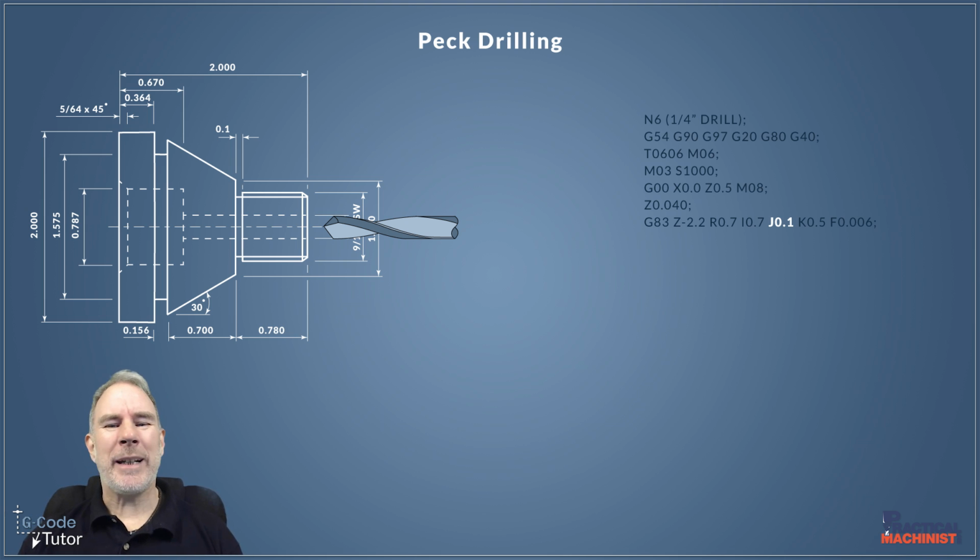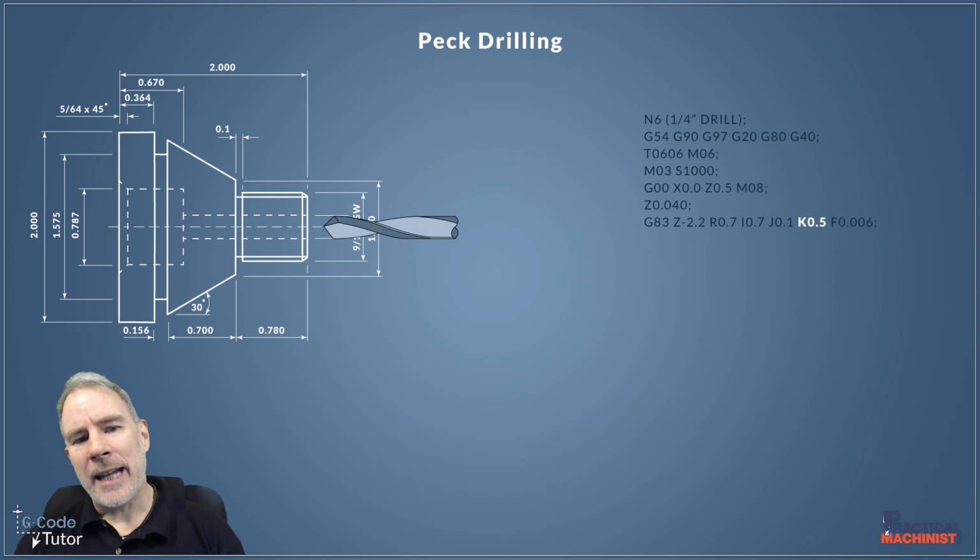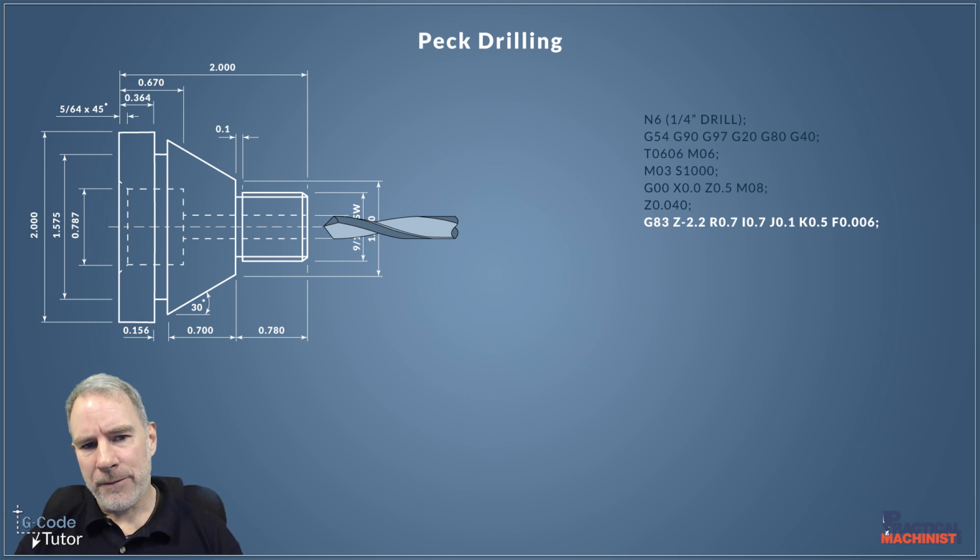So because of that, we need to issue a minimum peck depth. And we do that here with the K value. So this K 0.5 means it's not going to take a cut smaller than ½ inch. And then finally, a feed rate. So it's pretty much the same, but we've got those I, J, and K there. So I is the size of the first depth of cut. J is the amount of reduction of each depth of peck. And finally, K is the minimum peck depth.